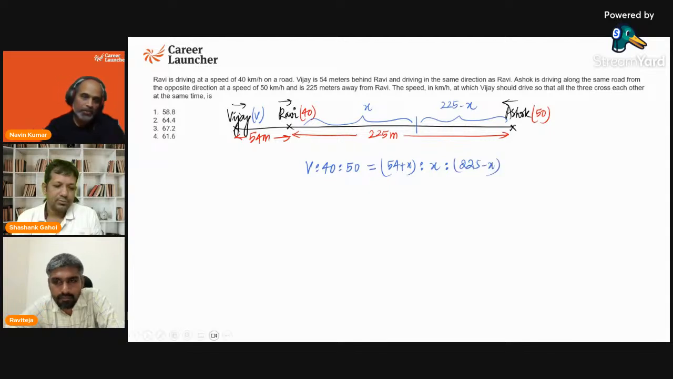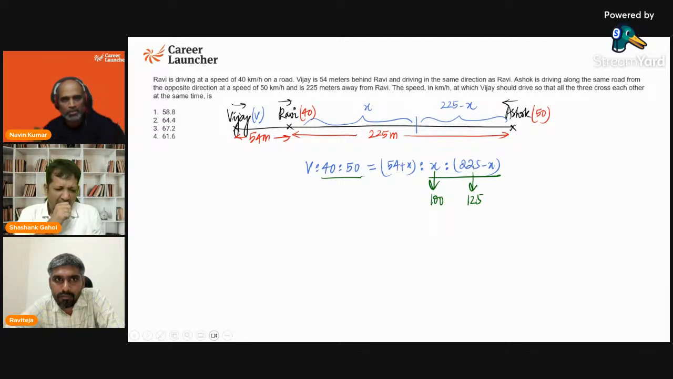Now, if I need to find out the value of x, my target is to take this ratio and figure it out. So basically 4:5, 4 plus 5 is 9. So this will turn out to be 100 and this will turn out to be 125. So that 100 and 125 is also in the ratio 4:5.